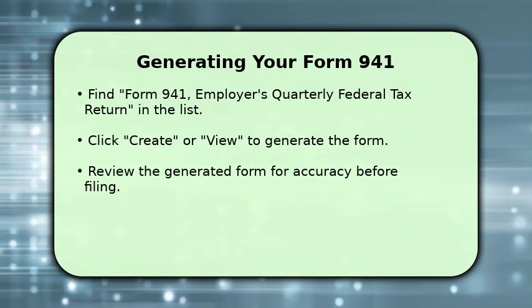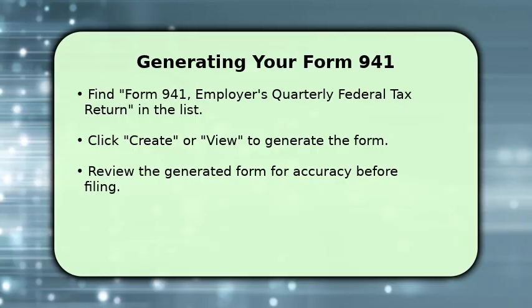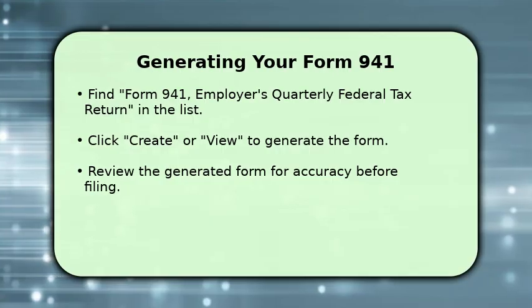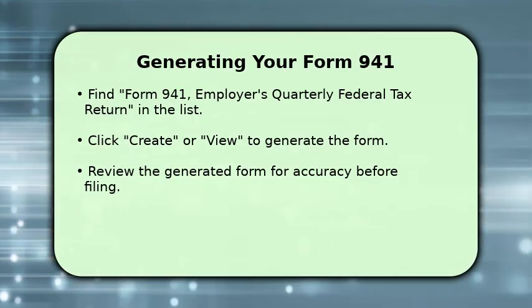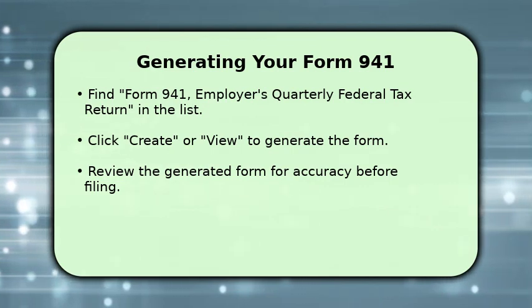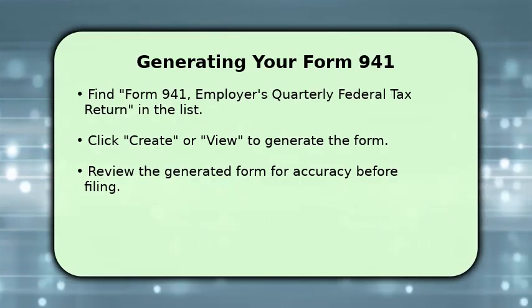On the Process Payroll Forms screen, locate Form 941, Employer's Quarterly Federal Tax Return in the list. Select it, then choose the specific quarter you need. Click Create or View to generate the form. QuickBooks will then compile the necessary data and display your Form 941, ready for review.